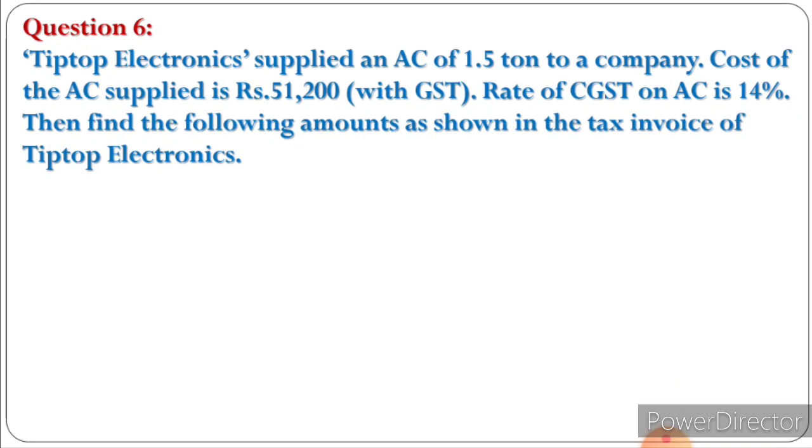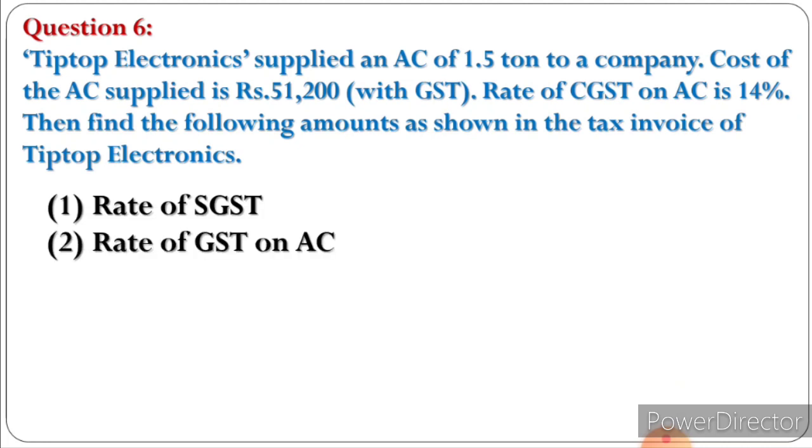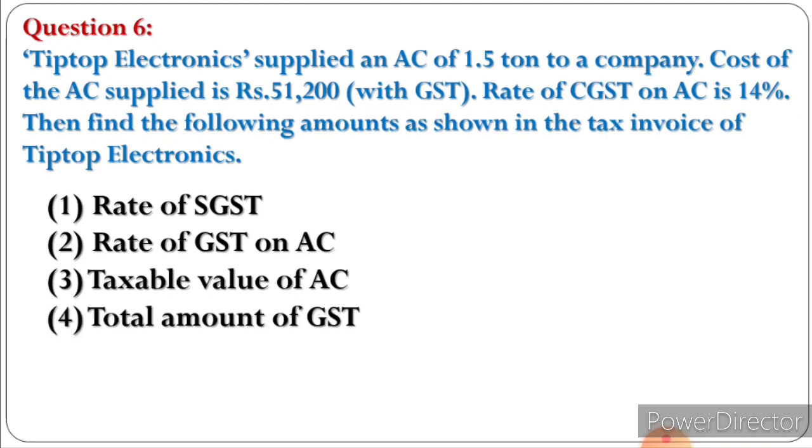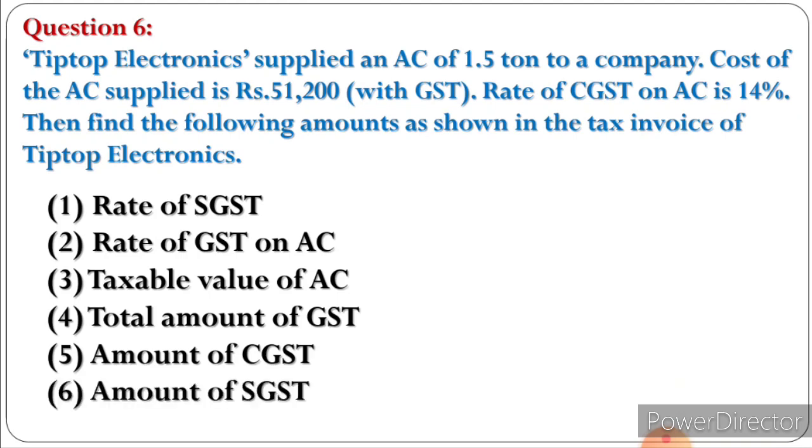So we will see what are the things we have to find out. We have to find the rate of SGST, rate of GST. Again, we have to calculate taxable value, amount of GST, amount of CGST and amount of SGST. So in each slide we will go one by one and see each answer. Your first question is the rate of SGST. As you can see in the question, the rate of CGST is 14%. So the rate of SGST is equal to the rate of CGST. It will also be equal to 14%.